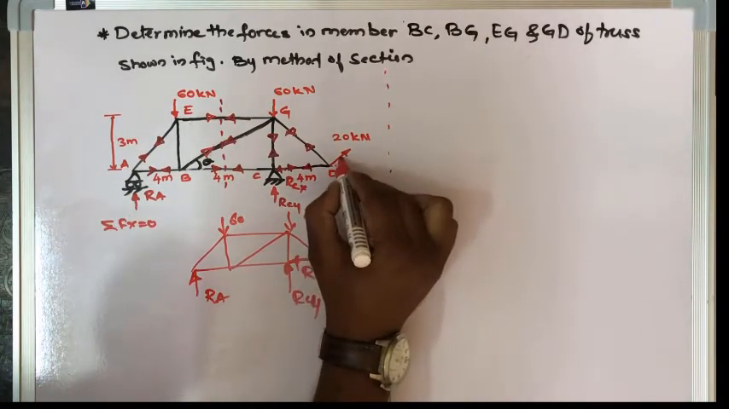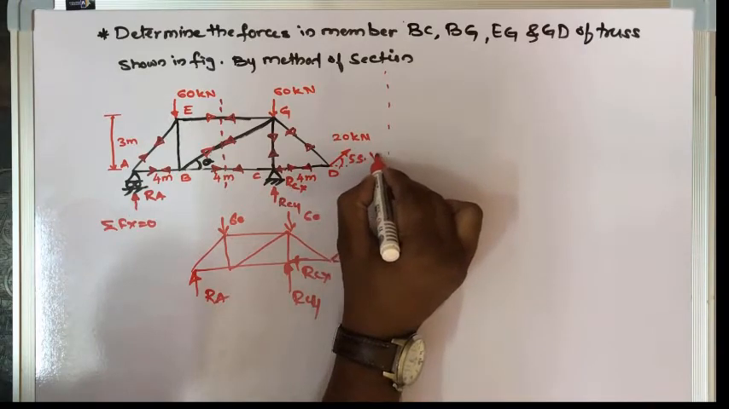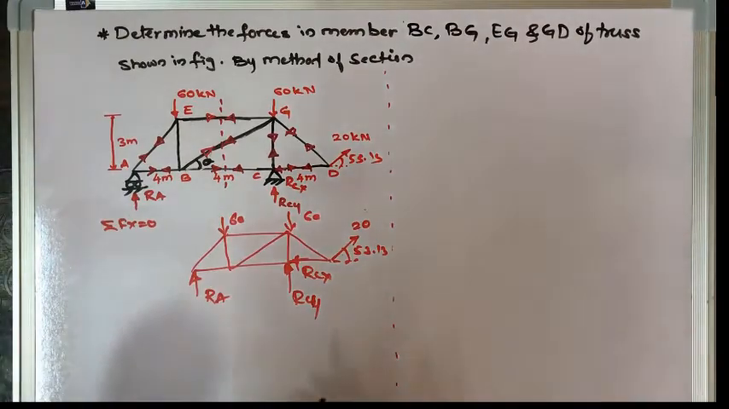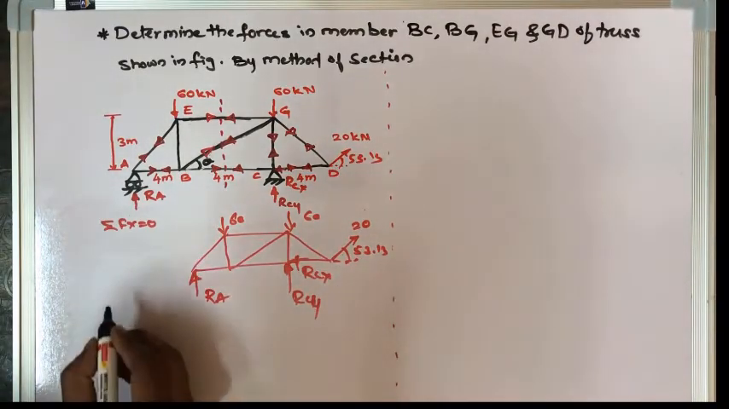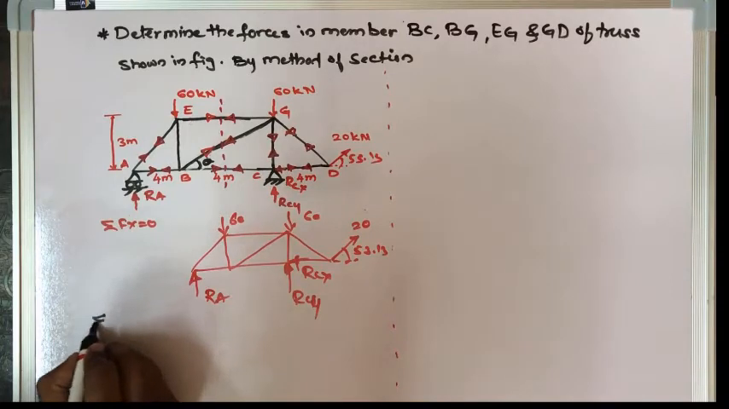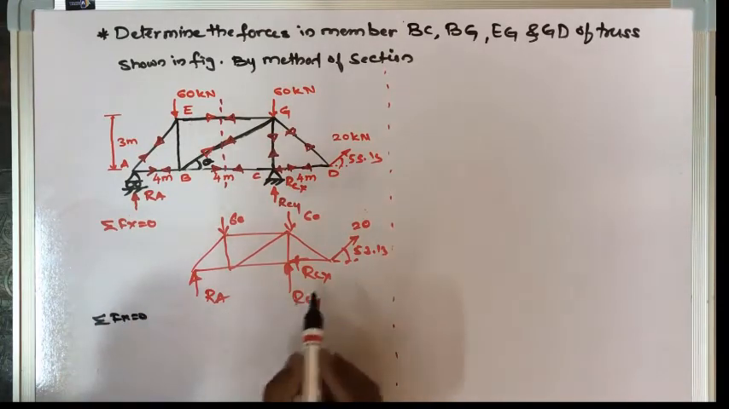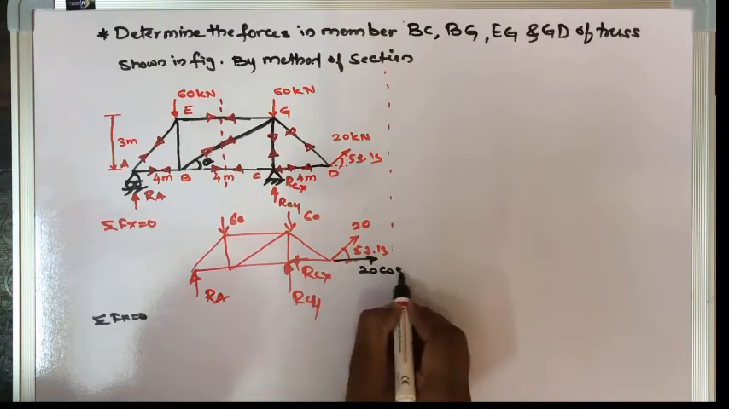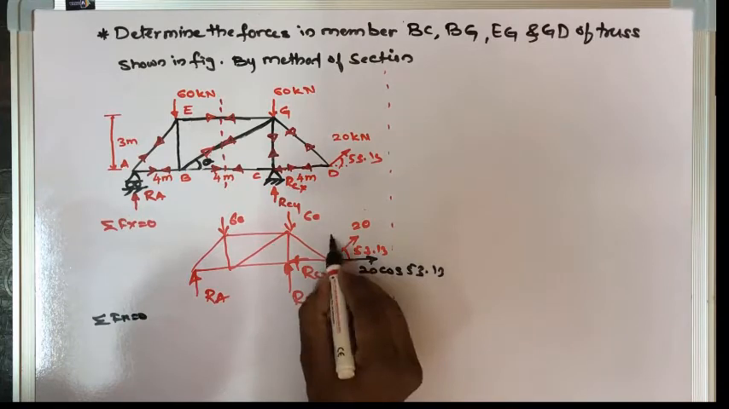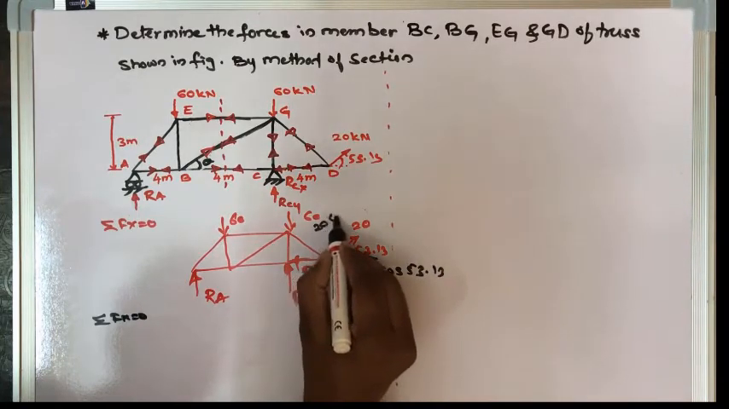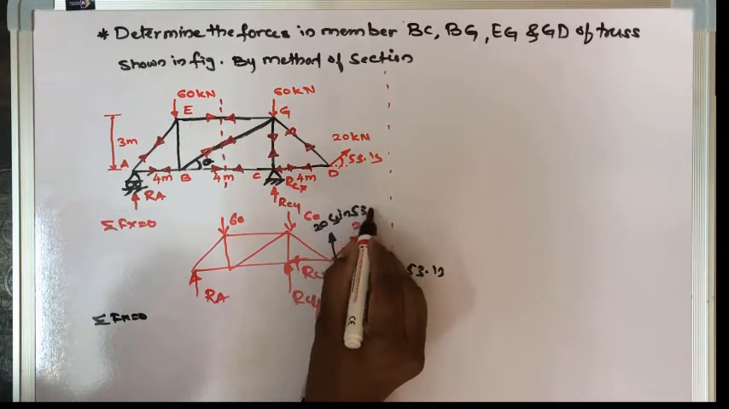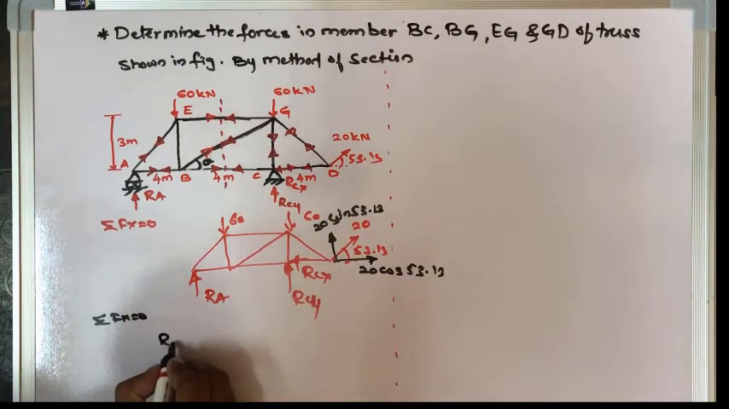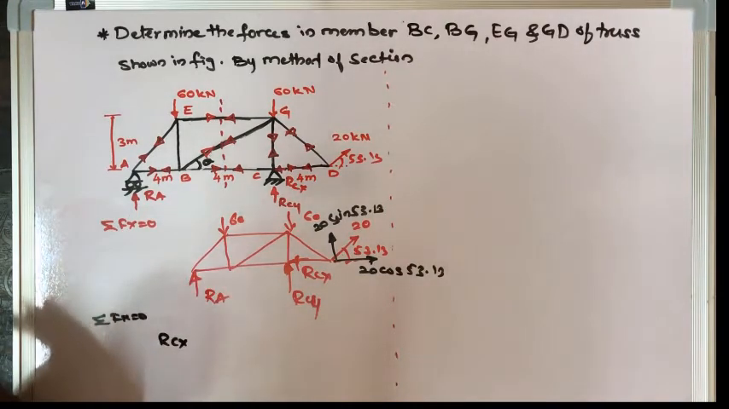I have missed it over here. Okay, this angle is 53.13. For this truss we have to calculate the reaction. So only you have to consider external forces and the reaction. So start with the summation of Fx. If I take the summation of Fx equal to 0, we have one horizontal force, and then we have to resolve this 20 into 20 cos of 53.13 and 20 sine of 53.13.